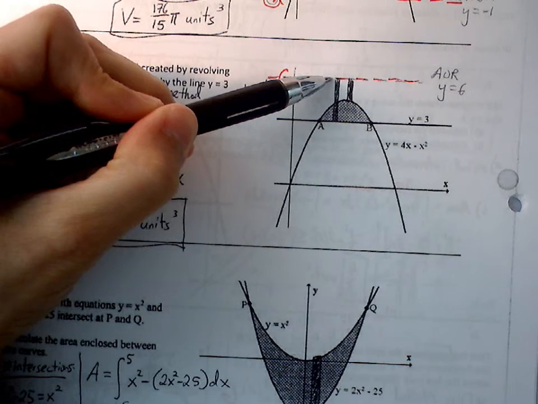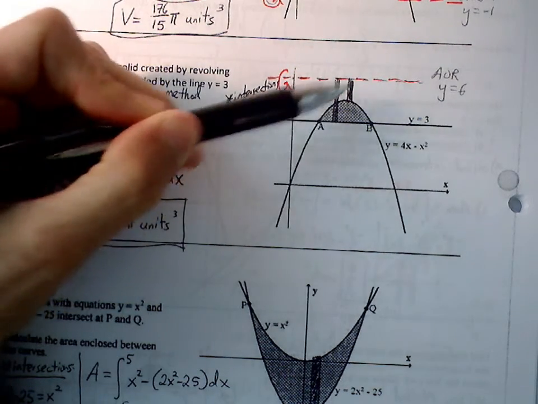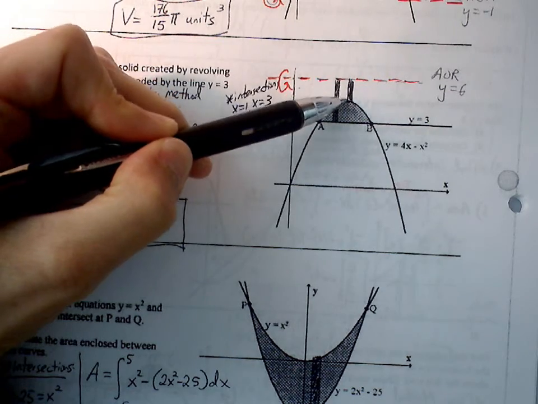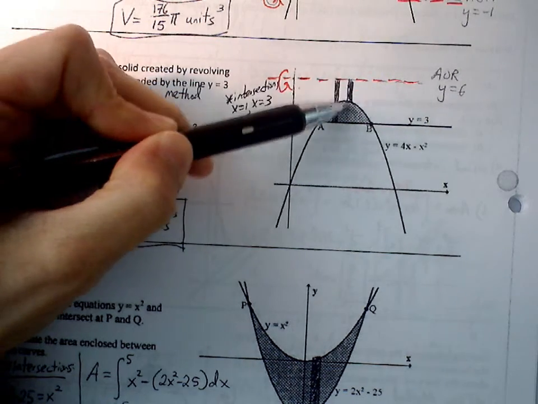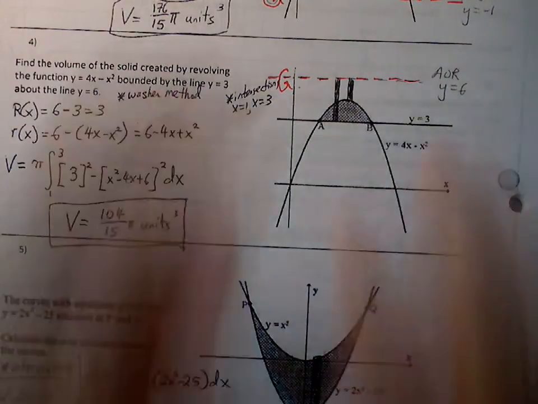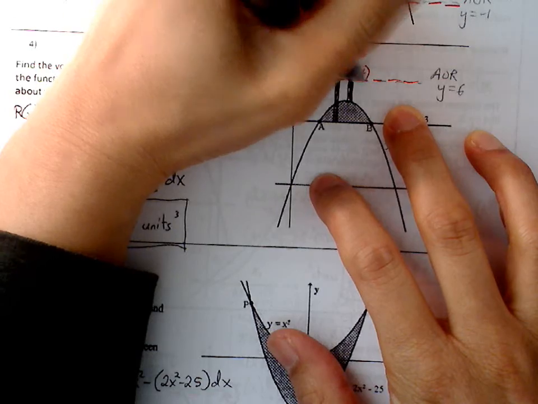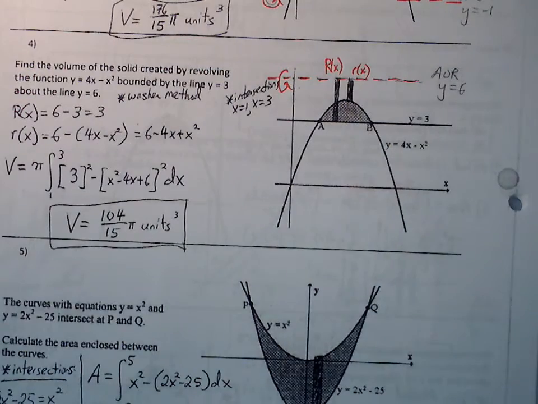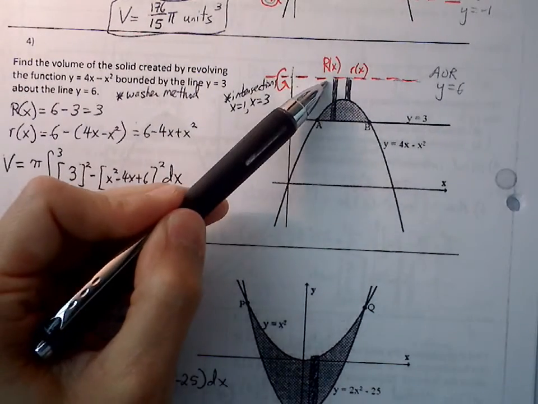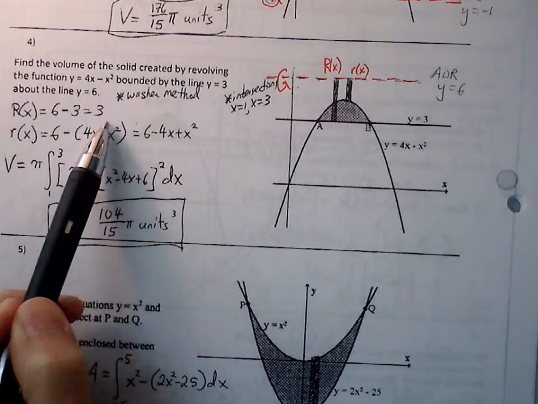One that extends from the axis to the furthest boundary of the shaded region, and then one that extends from the axis to the closer of the 2 boundaries. So your big R visually is always going to be longer in length than your little r. So big radius, we do top minus bottom. Top is sitting at the 6, the bottom is sitting at 3, so 6 minus 3 equals 3.